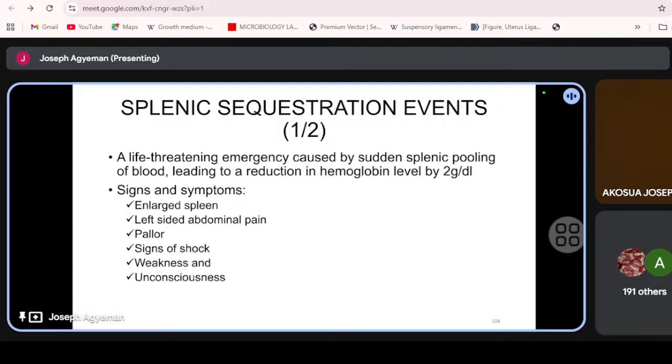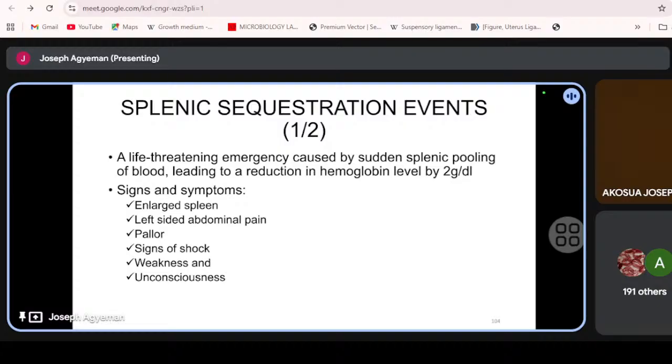This is also possible in a sickle cell individual. Any queries? Any queries?